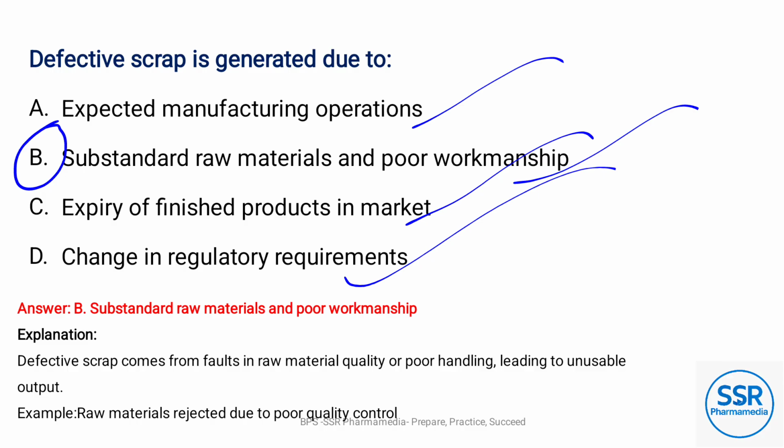Option B. Substandard raw materials and poor workmanship. Defective scrap comes from faults in raw material quality or poor handling, leading to unusable output. Example, raw materials rejected due to poor quality control.